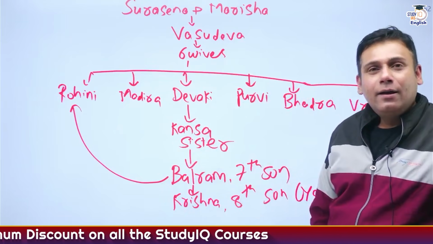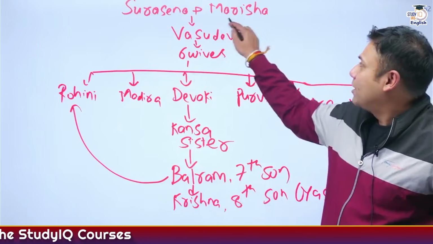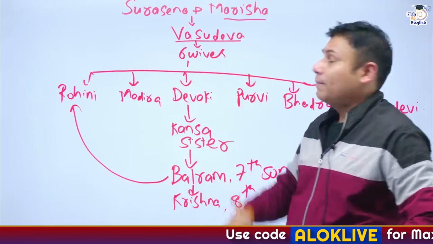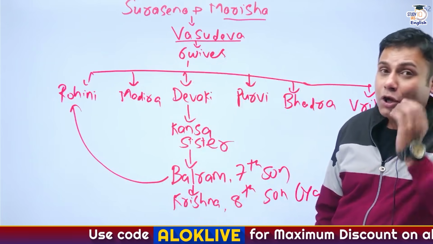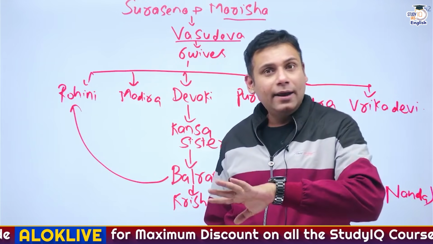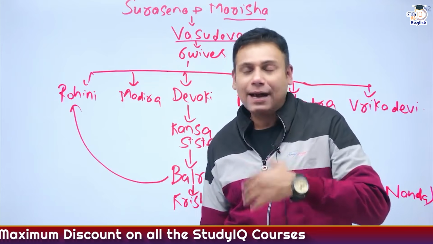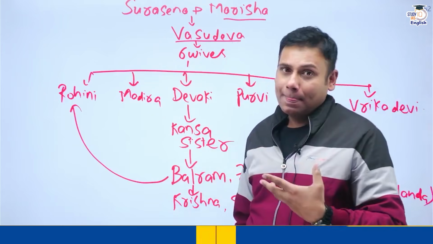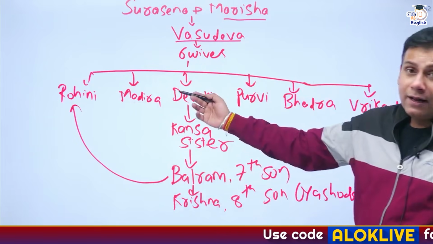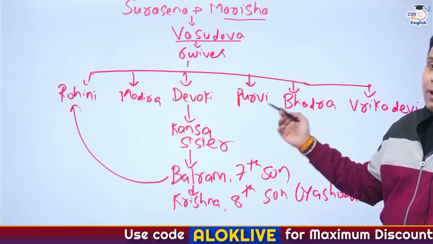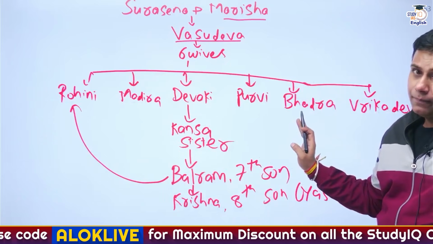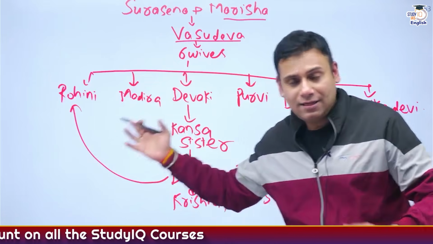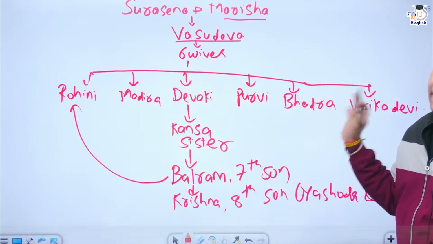Surasena married a serpent lady whose name was Marisha. And now he had a son named Vasudev, father of Lord Krishna. Okay, Surasena married a serpent lady named Marisha and had a son named Vasudev. Vasudev ji had 6 wives: Rohini, Madira, Devaki, Purvi, Bhadra and Vrik Devi. I repeat, Vasudev ji had 6 wives named Rohini, Madira, Devaki, Purvi, Bhadra and Vrik Devi.